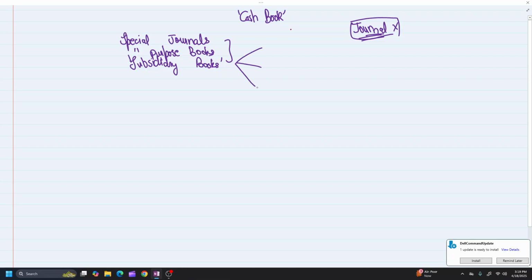There are various types of subsidiary books like purchase book, sales book, cash book, sales return book, purchase return book. Now, subsidiary books have advantages. It saves time. Let's say you have a transaction that says purchased goods, so you'll just write it in your purchase book, right?